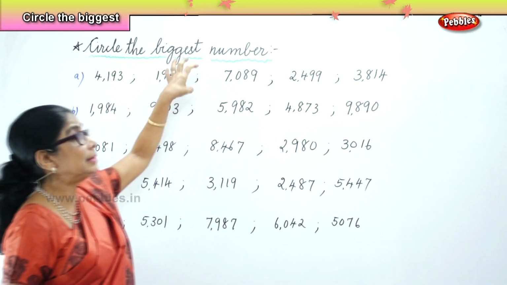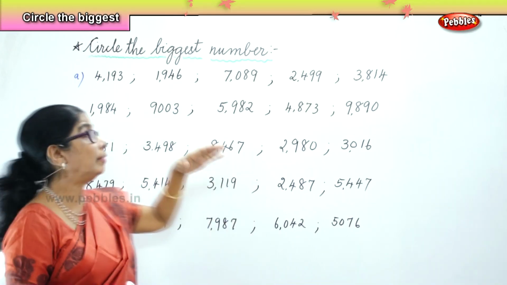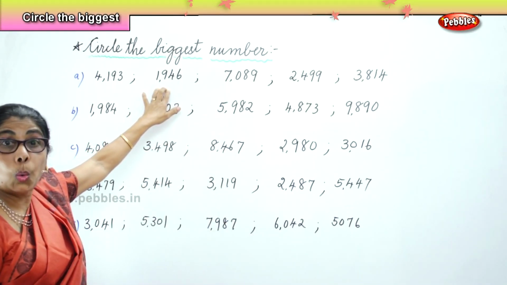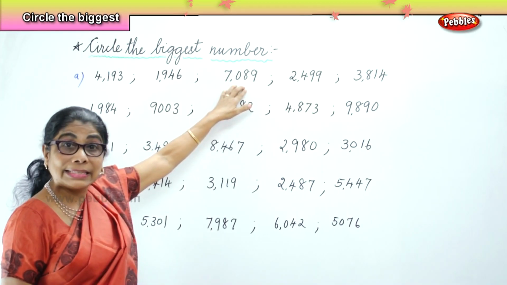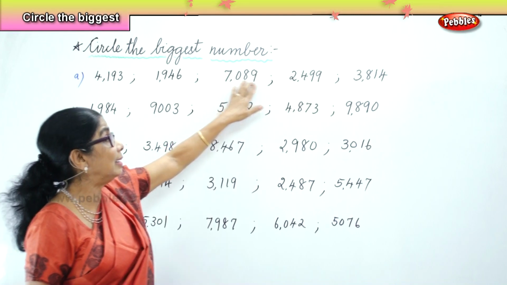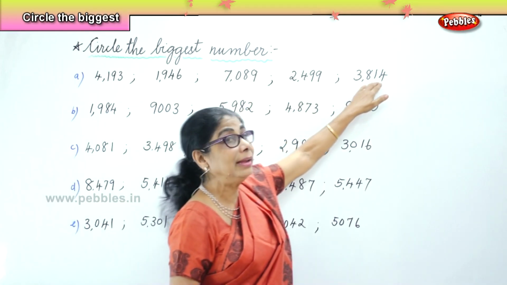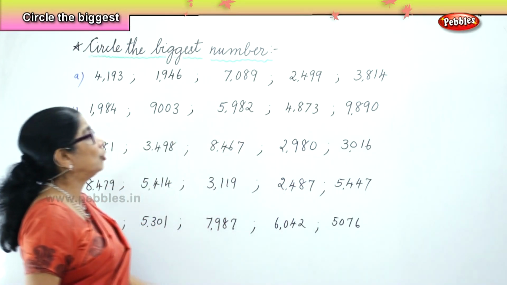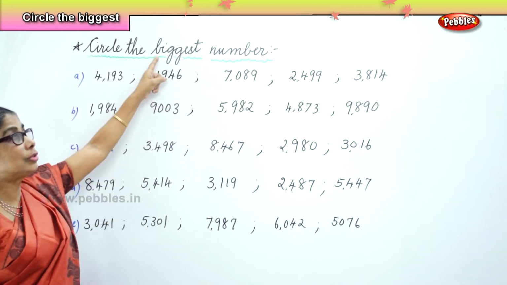the biggest number. 5 numbers are given. You have to look at all the 5 numbers. You got 4,193, 1,946, 7,089, 2,499, 3,814. So you have 5 sets of numbers. Look carefully to choose the biggest.